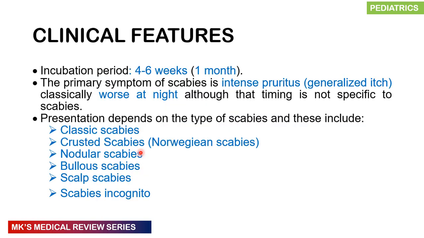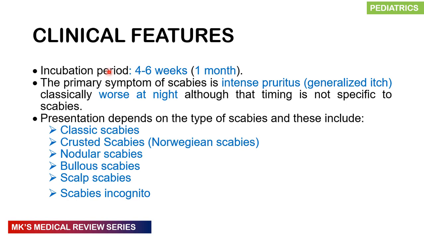Now let's talk a little bit about the clinical features. Remember that the incubation period is roughly between 4 to 6 weeks, that's roughly a month. The primary symptom is this intense, generalized itching. What's characteristic is that it's worse at night. But of course, this is not specific to scabies.